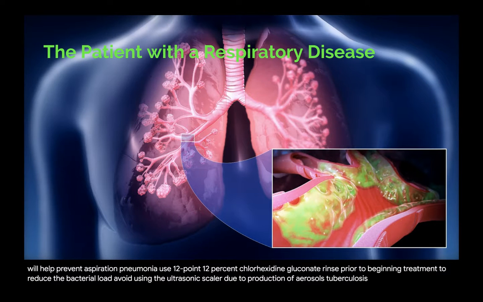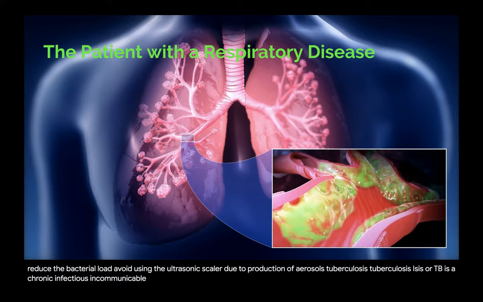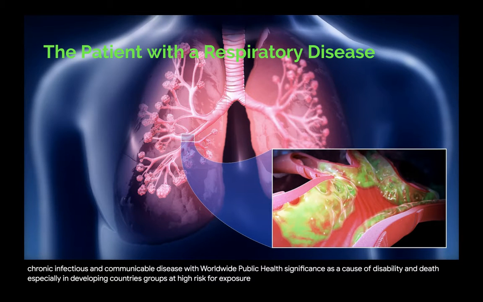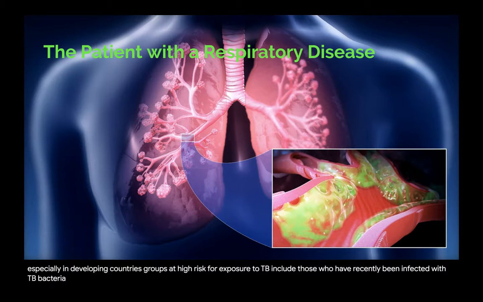Tuberculosis. Tuberculosis, or TB, is a chronic infectious and communicable disease with worldwide public health significance as a cause of disability and death, especially in developing countries. Groups at high risk for exposure to TB include those who have recently been infected with TB bacteria or persons with medical conditions that weaken the immune system.